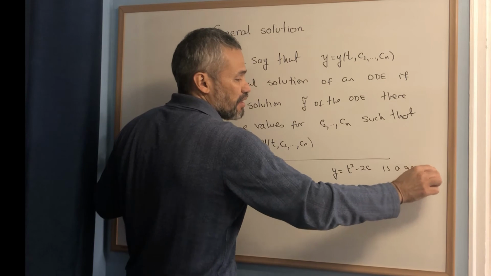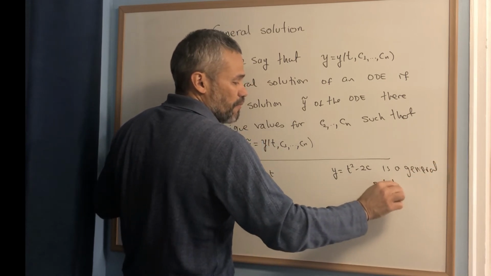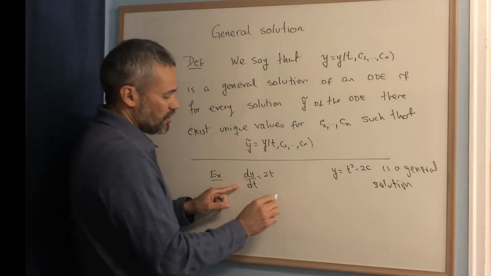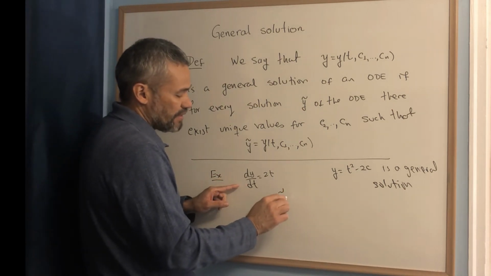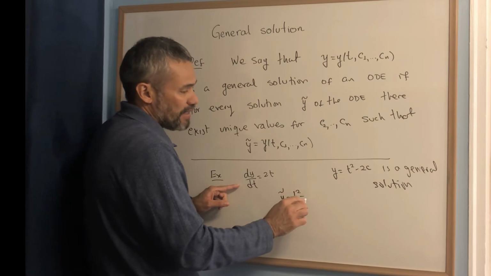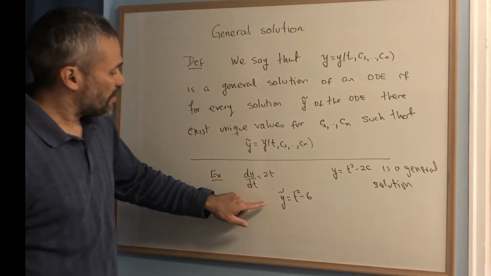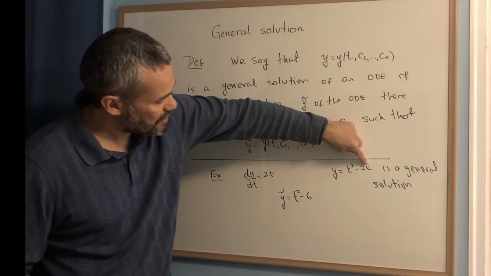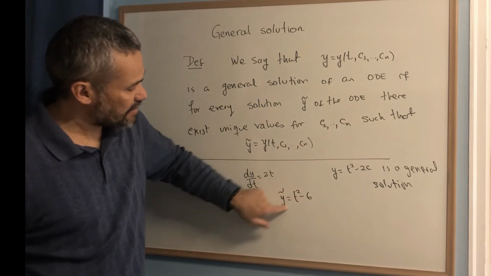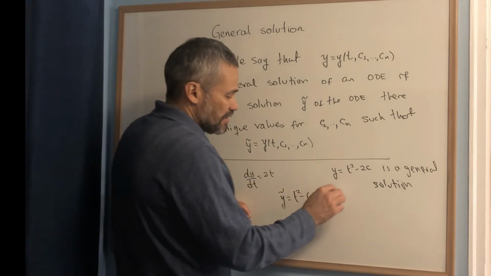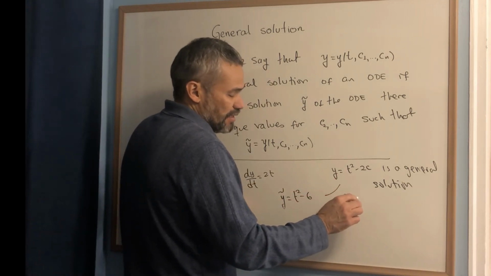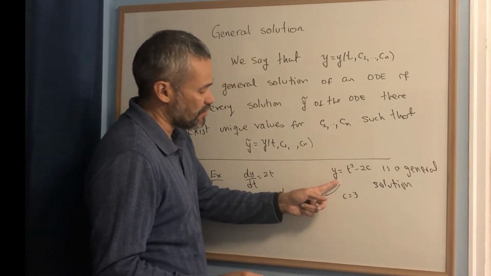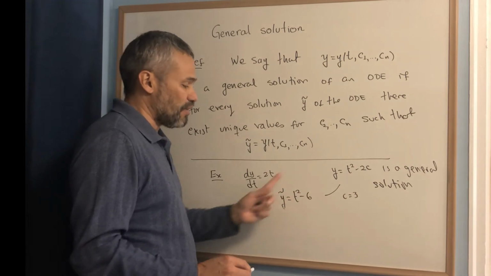It's a general solution. And then, for example, if I think about this particular solution, y tilde equals t squared minus 6, then is it true that there exists a unique value of c that makes these two functions equal? Yes, you can see that we can pick c equal to 3. If I pick c equal to 3, then this solution becomes the one that you already have.